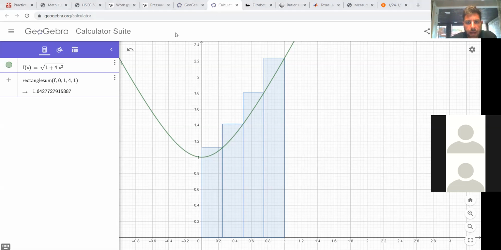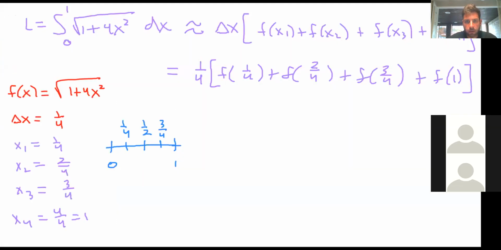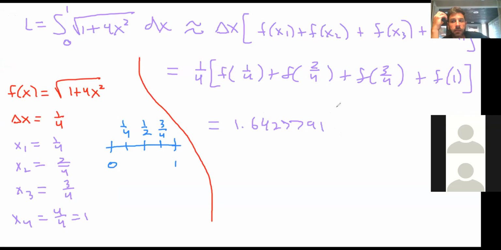So again, if I go back to my whiteboard, if I go to a calculator, and I plug these numbers into my calculator, what I end up getting is 1.6427791. So that is the approximate length of my curve.